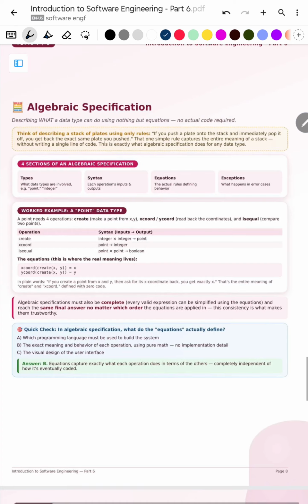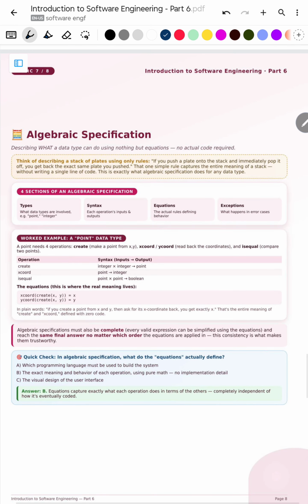That's it. Next, let's come to the next topic, which is algebraic specification. Describing what a data type can do using nothing but equations. No actual code is required here. Think of describing a stack of plates using only rules. If you push a plate onto the stack and immediately pop it off, you get back the exact same plate you pushed. Correct? That one simple rule captures the entire meaning of a stack without writing a single line of code. This is exactly what algebraic specification does for a data type.